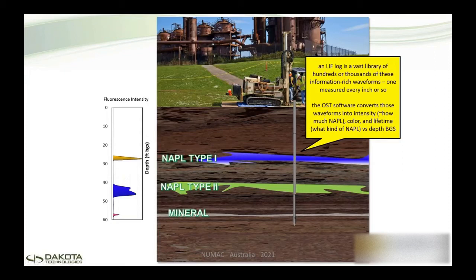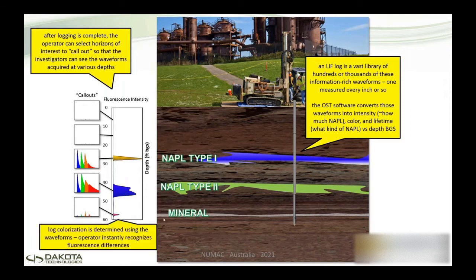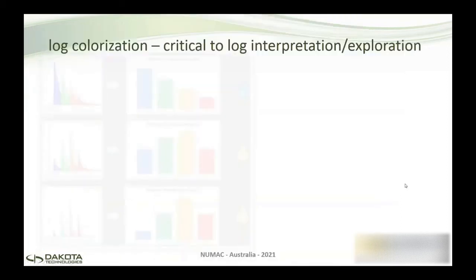Okay. So there's lots of logs, and after the log is completed, the operator can go over to what are called callouts, and he can scroll up and down that library and actually select a few here and there in order to take a closer look. But the software actually calculates the intensity, right, and plots that versus depth, and the fill color that we use to fill the response is actually derived from the shape of the waveform, right?